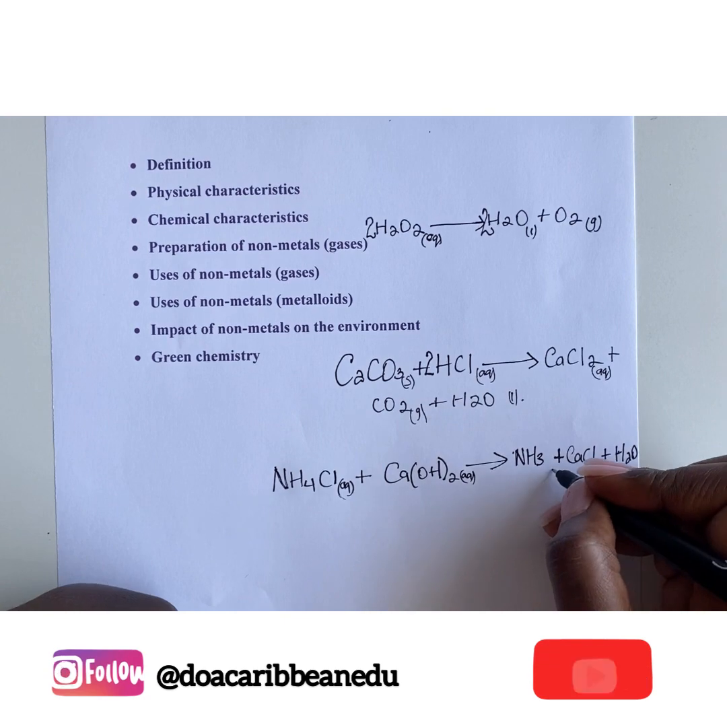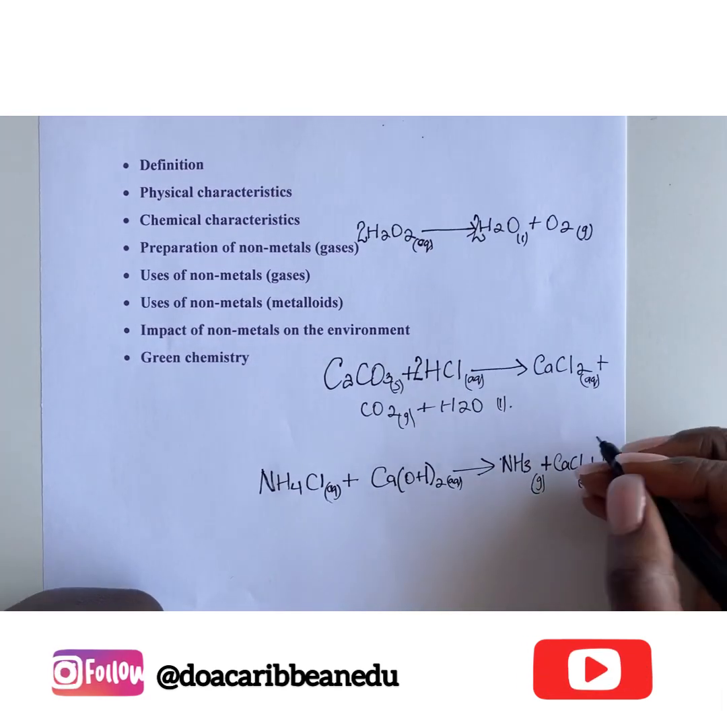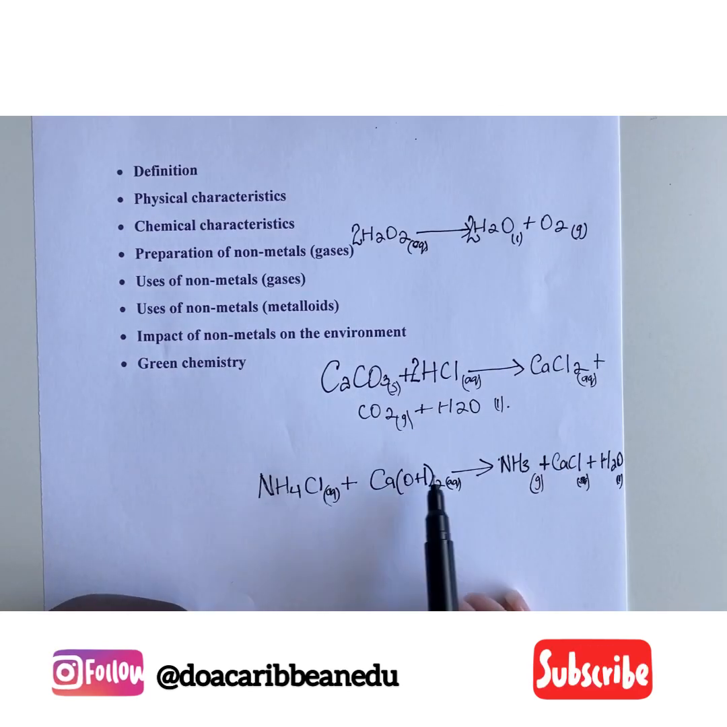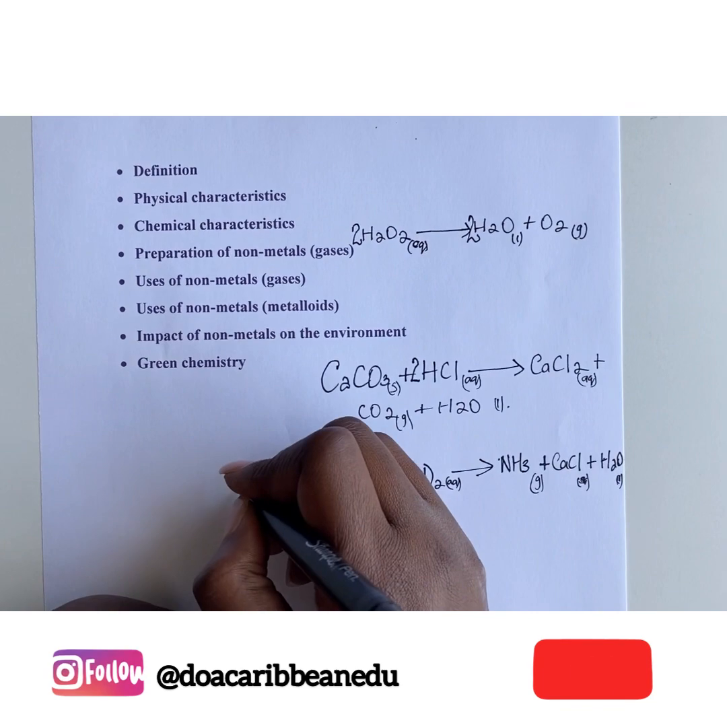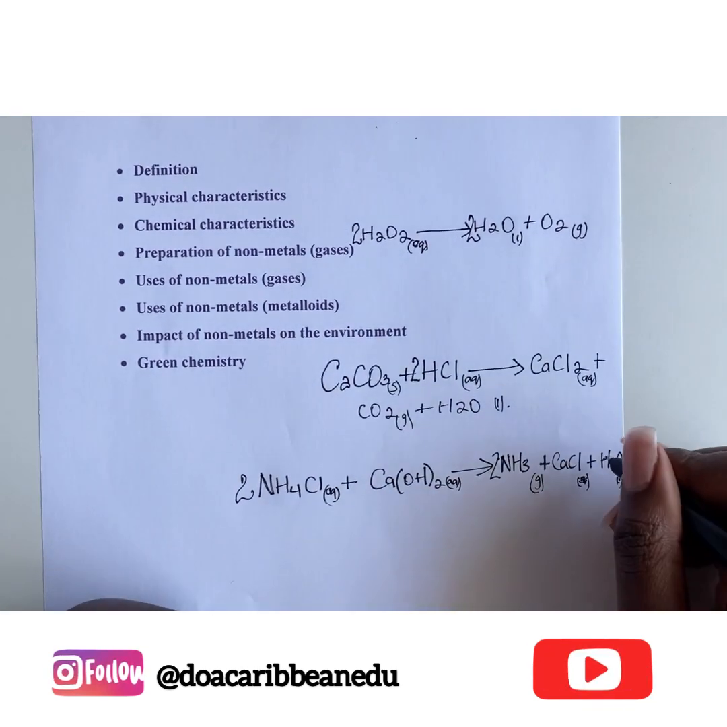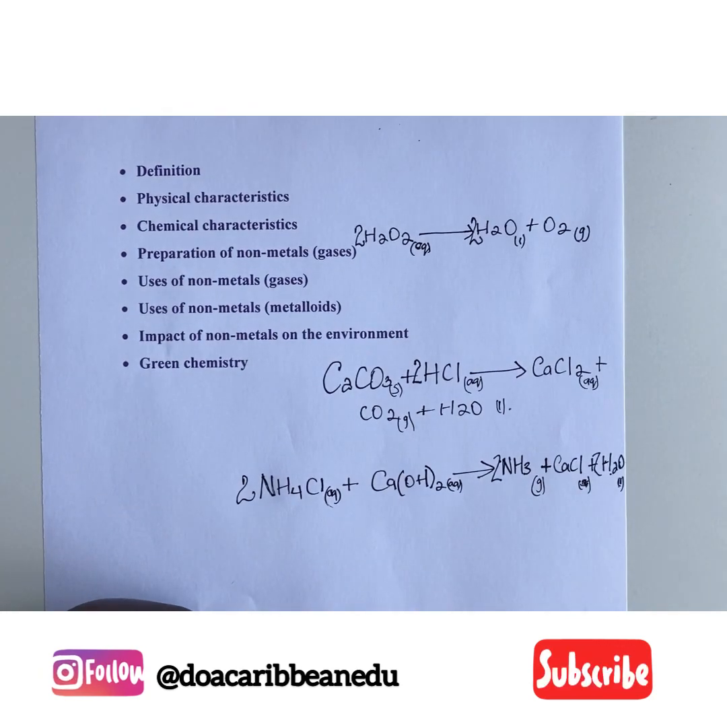Ammonia here is a gas. Calcium chloride here is aqueous. And water is a liquid. The hydrogens are unbalanced. So we can balance this by placing a 2 here, and a 2 here, and a 2 here. And we should be fine.